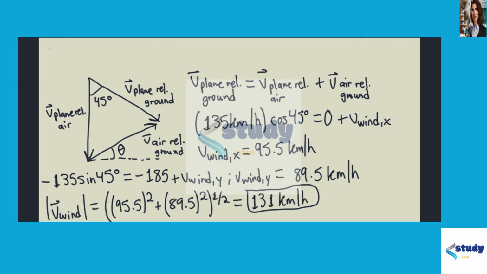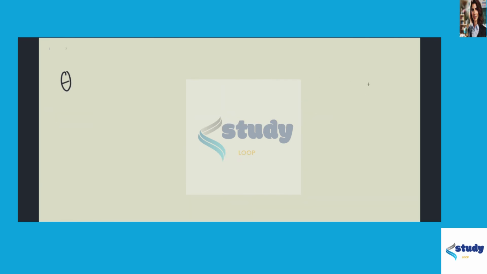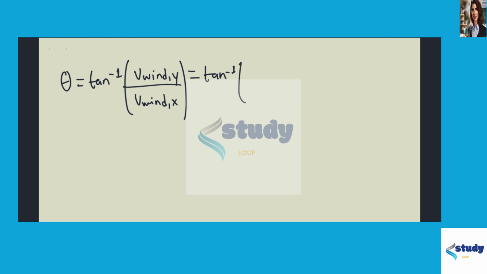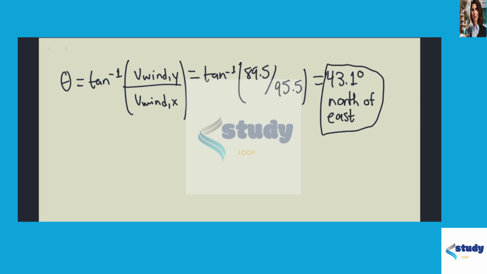And then to find the direction of the wind, we can say theta would be equal to arctan of the velocity of the wind in the y direction divided by the velocity of the wind in the x direction. So this would be equal to arctan of 89.5 divided by 95.5. And this is equaling 43.1 degrees north of east. So that would be the direction. That is the end of the solution.